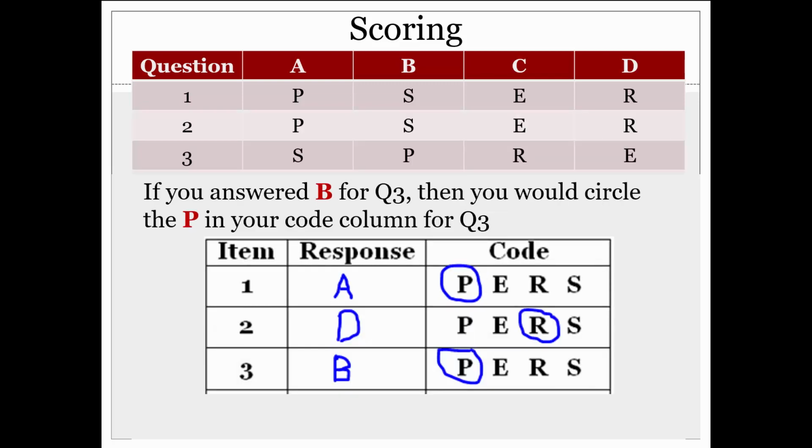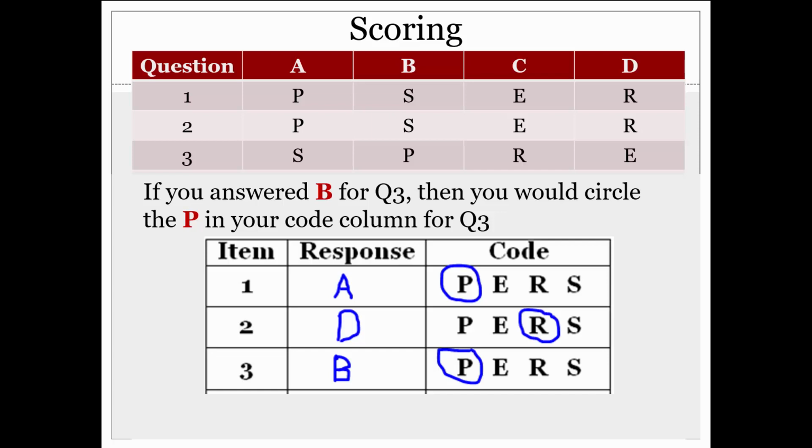Next, do the same thing for question number 2. If you chose A, write a P down. If you chose B, write down S. If you chose C, write down an E. And if you chose D, write down an R.